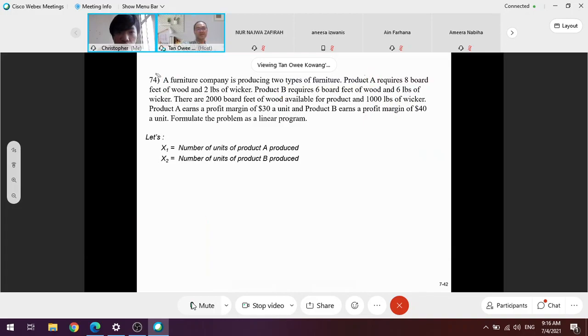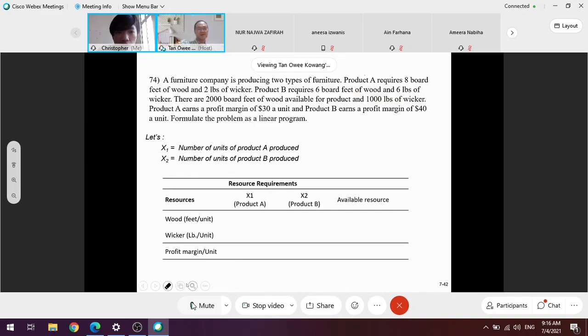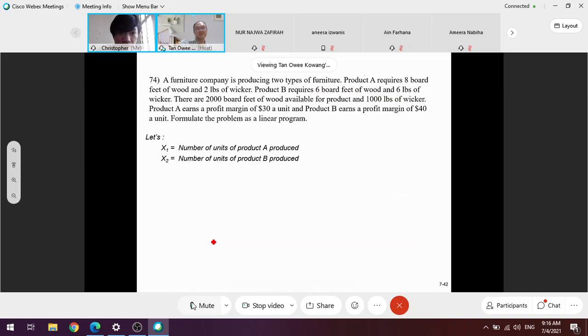Okay. So my suggestion will be, one, you identify the decision variable, make this table. Because Chris identified there are two constraints, which is wood and wicker. So it's also good to add in, I forgot to ask you, is this maximization or minimization? Why? Because it's under the chapter of maximization. Do you know, I purposely put one question that is not maximization. Why maximization?